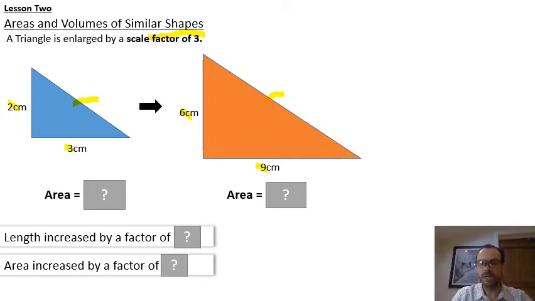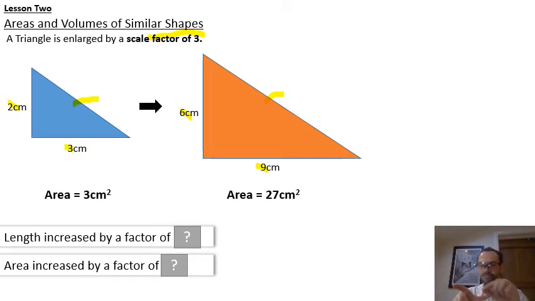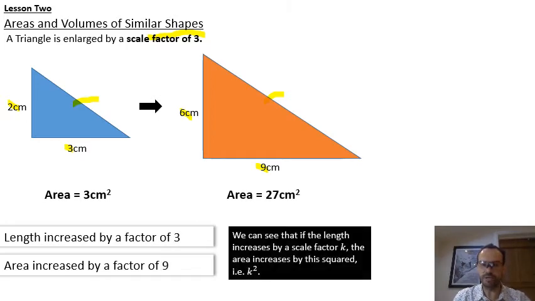Can we show that? The area of the first triangle, half base times height, is 3 centimeters squared. You may want quickly to work out the area of the second one, half base times height, 27 centimeters squared. Multiplying the base by 3 and the height by 3 has effectively increased it by 3 times 3, 9 times. Increase the lengths by a factor of 3, we increase the areas by a factor of 9.